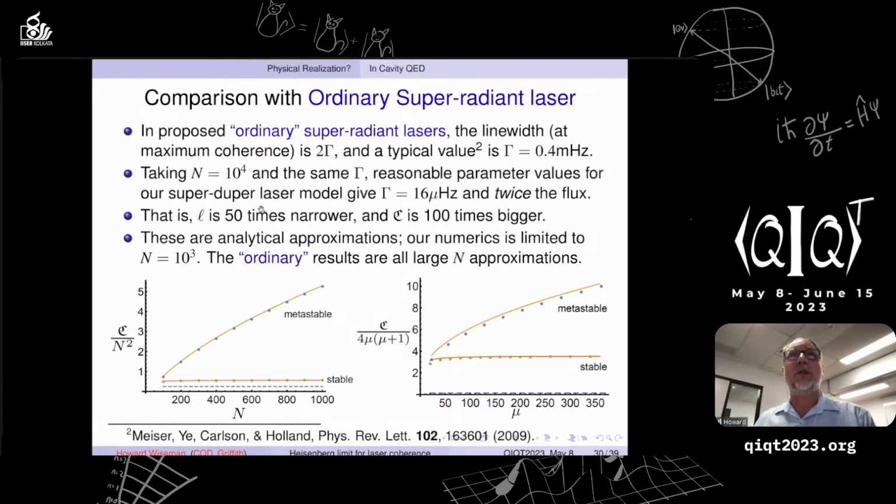But what we show is, with a particular model, one can achieve even much smaller line width, going from a sort of millihertz to actually microhertz. And so we can get roughly, for reasonable looking parameters, 50 times narrower line width, and a coherence 100 times bigger than with the standard ordinary ones.